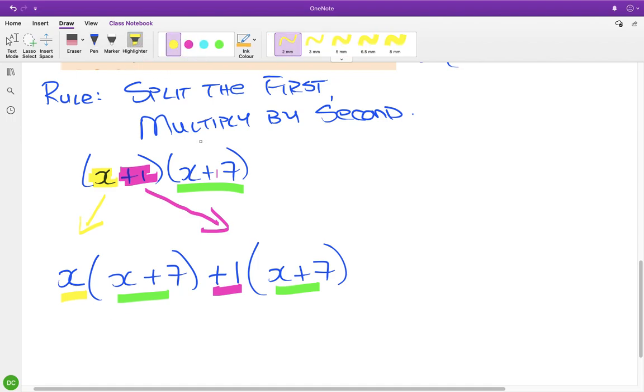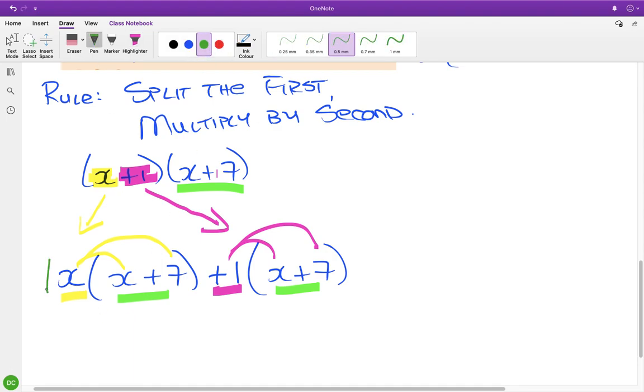So we're going to take this x and multiply it across the first bracket, and you're going to take this 1 and you're going to multiply it across the second bracket. So what I'm going to do now is exactly the same. Invisible 1, invisible 1. 1 times 1 is 1. X and x, 2 of them, we write as x squared.